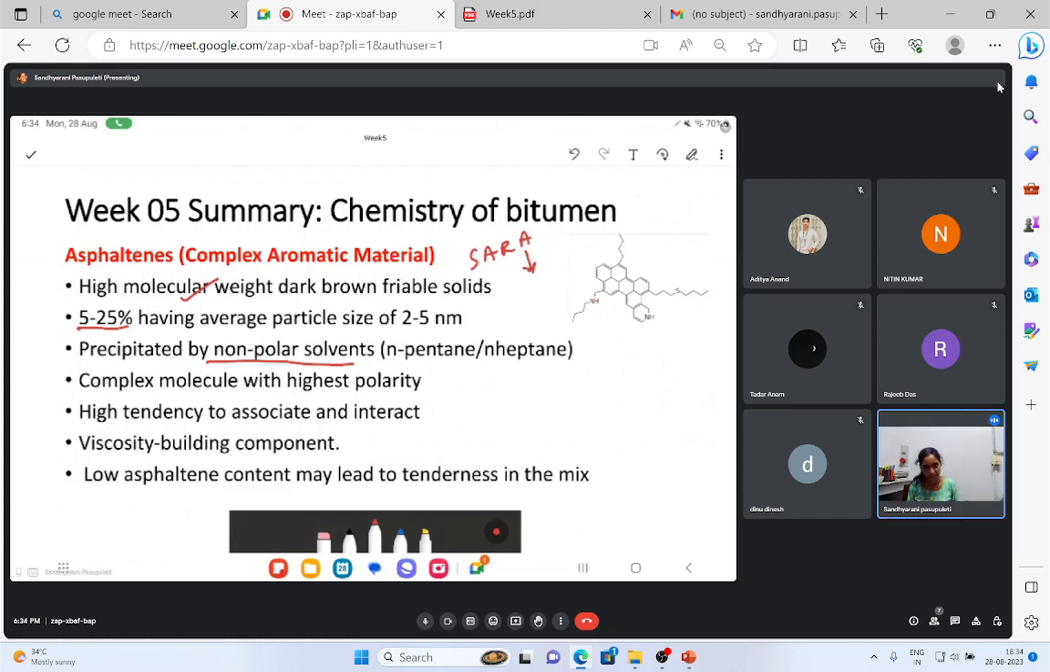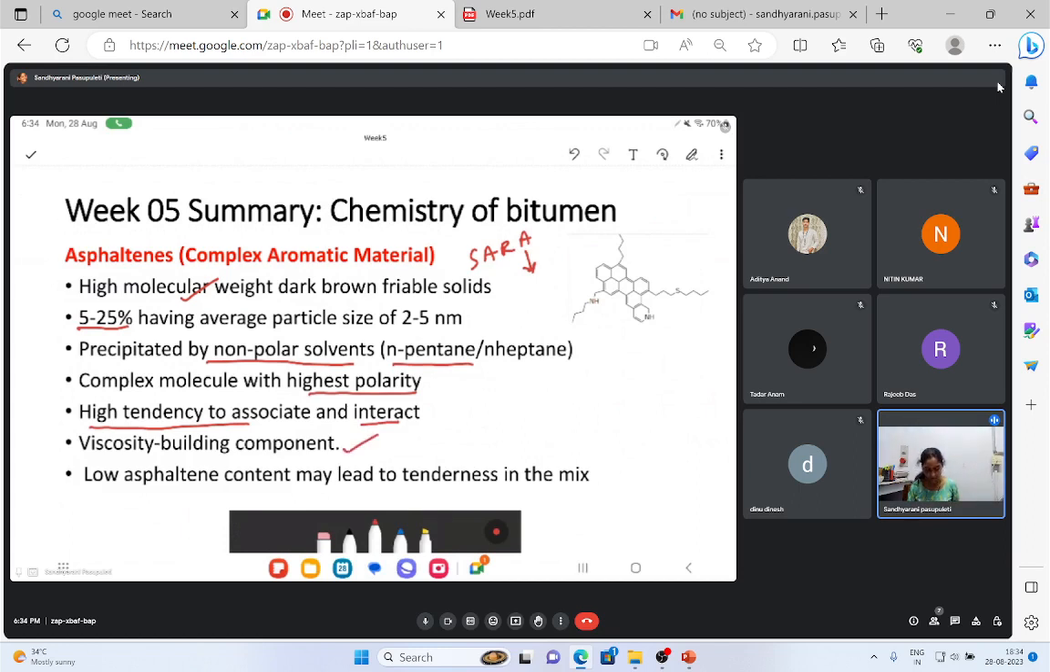They can be precipitated, which means they can be separated like solid particles. When I mix bitumen with N-heptane, you can see a solid particle precipitating at the bottom that can be filtered out. That is nothing but the asphaltene. It has the highest polarity. So bitumen with the highest asphaltenes can have higher reactivity in nature. They have a high tendency to associate and interact with anything, either aggregate or any other molecular structure.